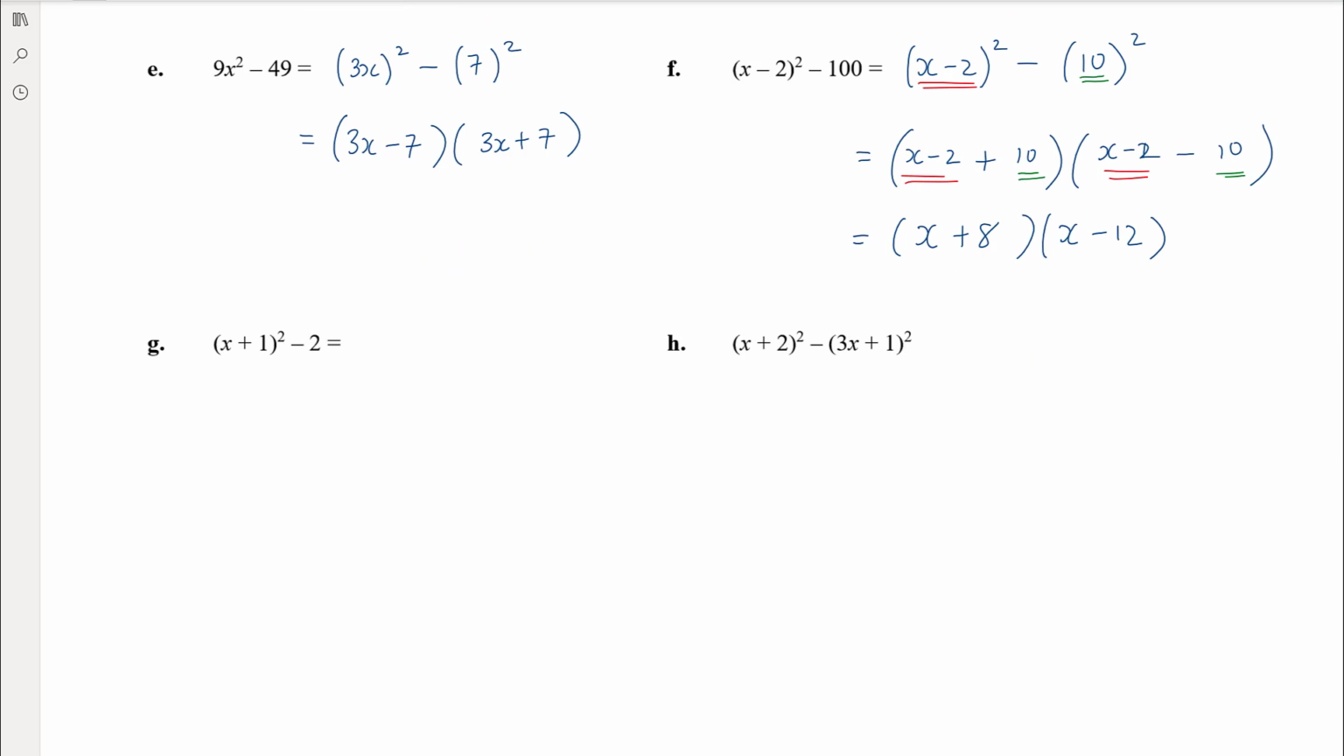Okay. All right, again, this question here, we could think about this also as a difference of two squares. We've got x plus 1 all squared, so that's a perfect square, take away.